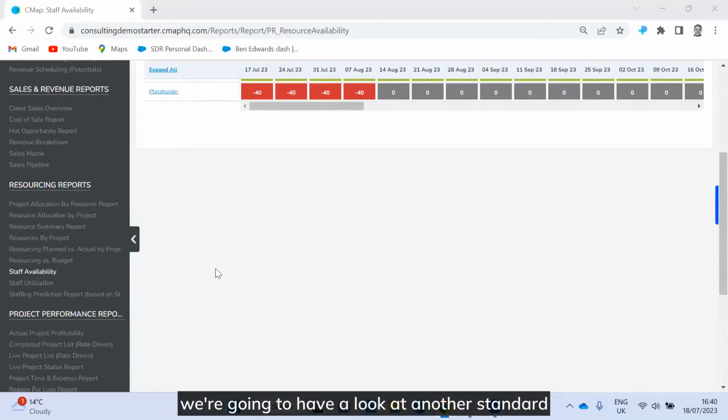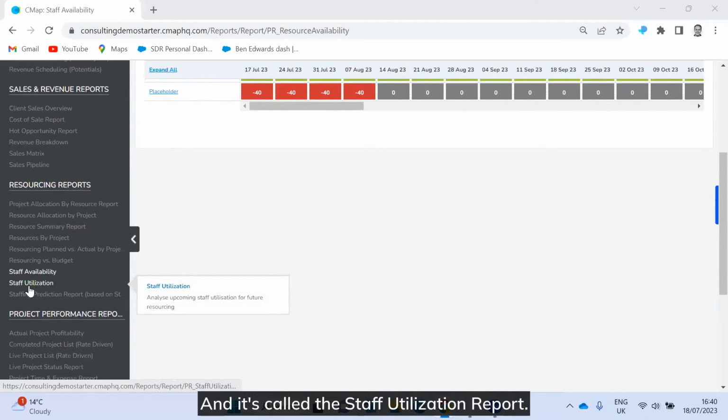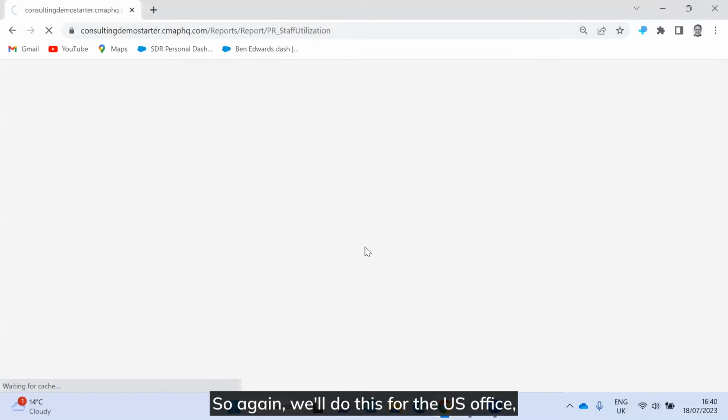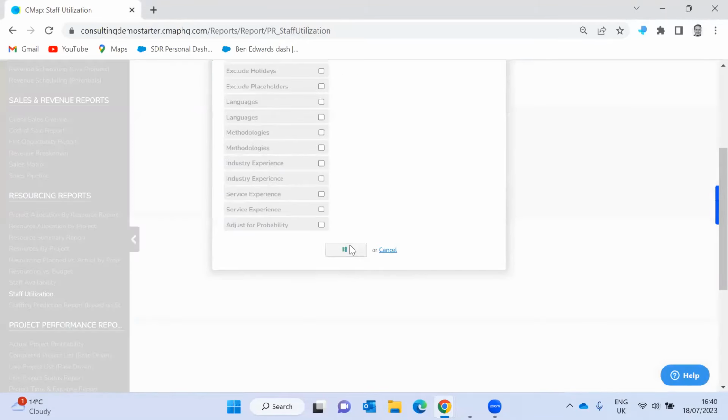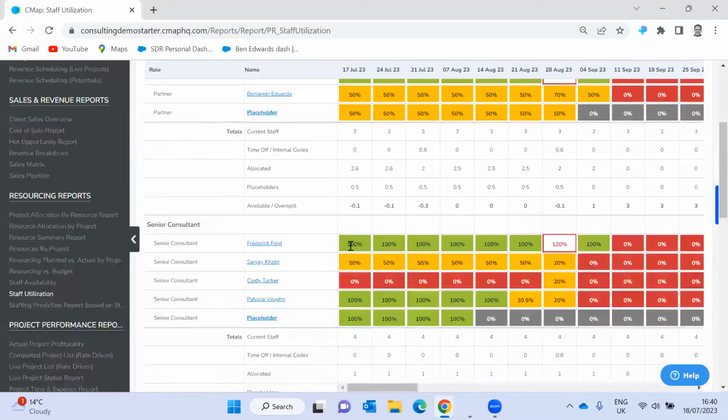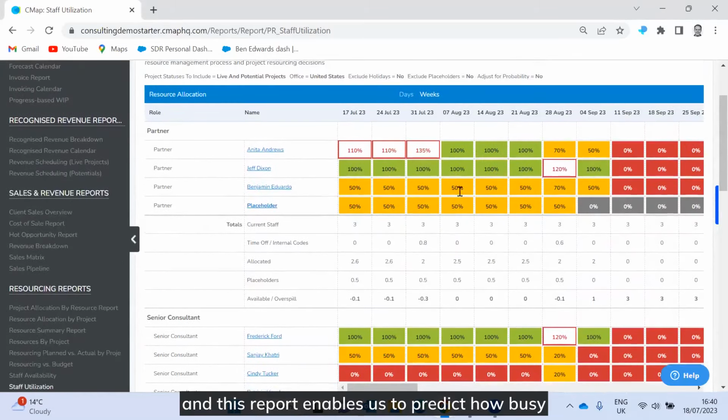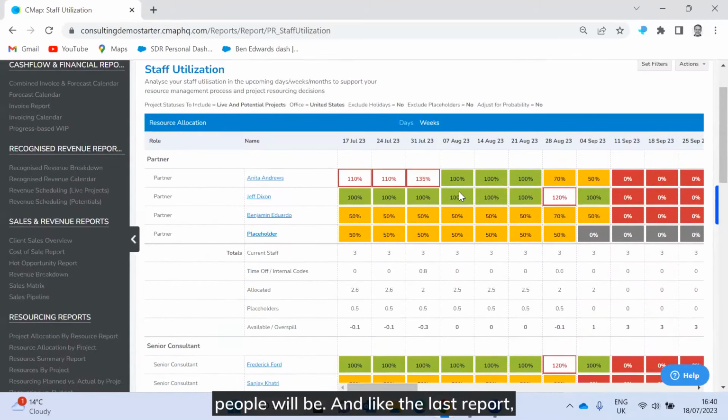Second up, we're going to have a look at another standard report within CMap, and this enables you to forecast utilization across different people and roles. It's called the Staff Utilization Report. So again, we'll do this for the US office. And this report enables us to predict how busy people will be.